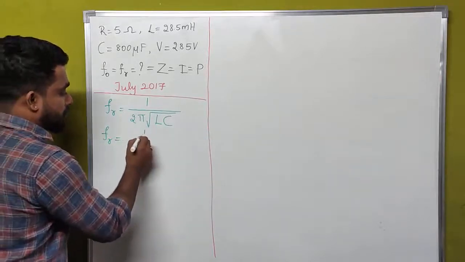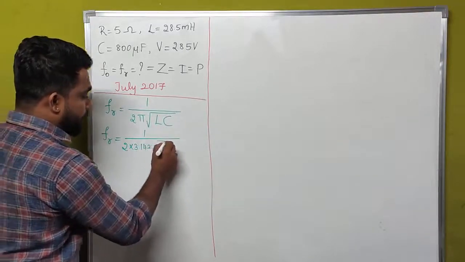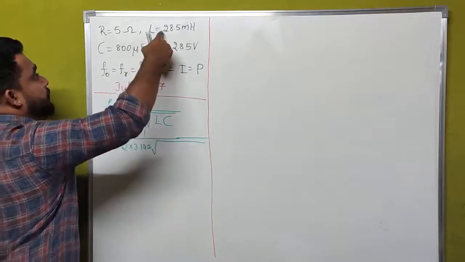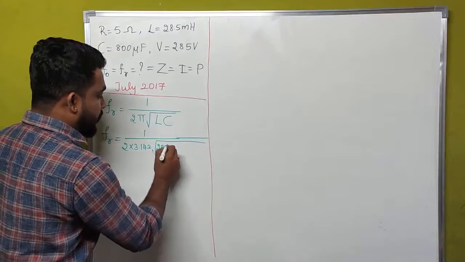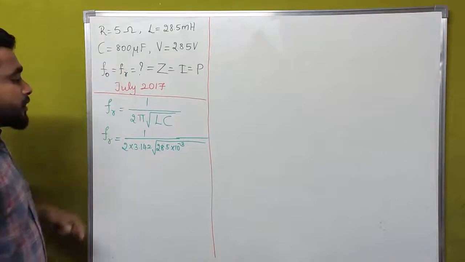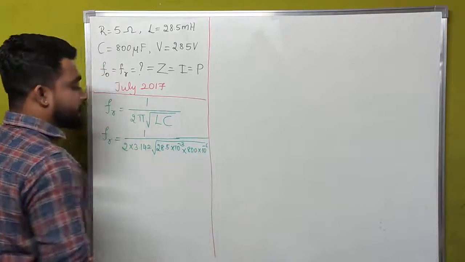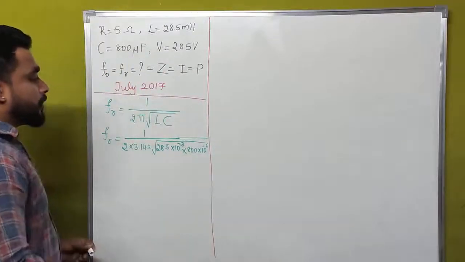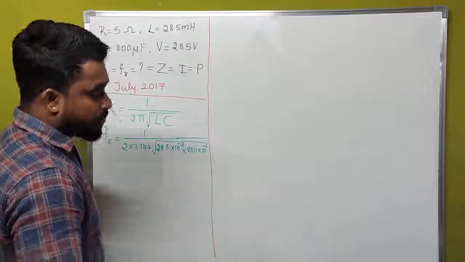Let us see. 1 divided by 2 into 3.142 into square root of L into C. What is the value of L here? That is 28.5 into 10 to the power of minus 3. And what is the value of capacitance? That is 800 into 10 to the power of minus 6. Micro means 10 to the power of minus 6, milli means 10 to the power of minus 3. This is the value of inductance and capacitance.